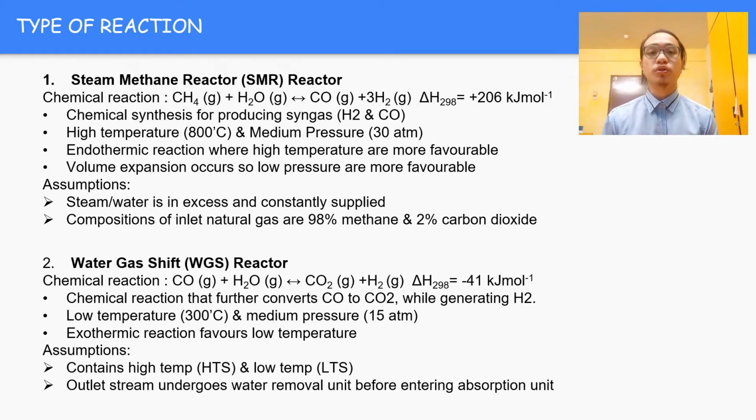Why high temperature shift? Because thermodynamically it prefers high temperature, but kinetically it prefers low temperature. So we give two shifts here, high temperature and low temperature shift. Okay, and also the outlet stream of the WGS reactor undergoes a water removal unit before entering the absorption unit. So meaning the wastewater that they don't use is removed first before entering the absorption unit.